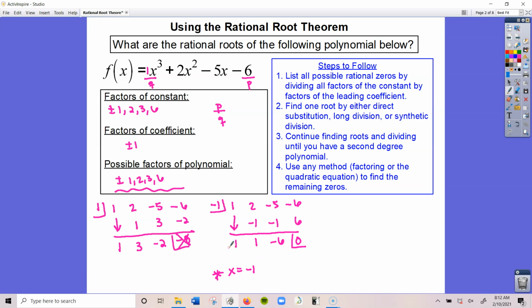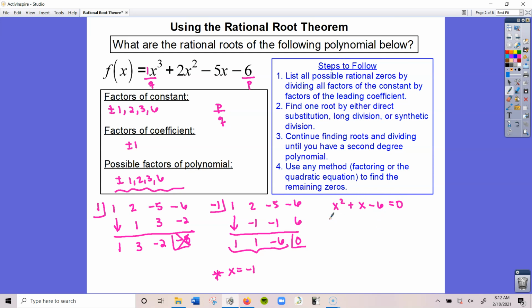Now, in order to get the rest of it, since this was a cubic function, that means that this is a quadratic function, which I know how to factor quadratics. So we can write this out as x squared plus x minus 6. We're going to make it equal to 0 to then find the rest of those roots.